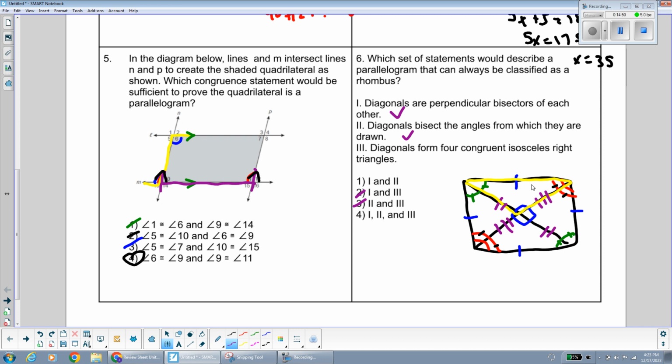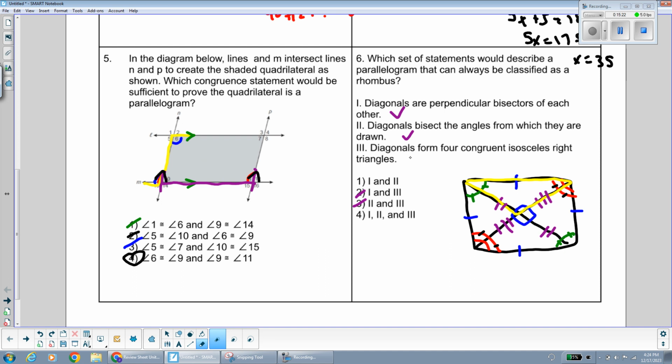And the reason that we don't have isosceles triangles is because the diagonals just bisect each other, but the diagonals are not congruent. It's a rectangle that would have congruent isosceles triangles. They wouldn't be right triangles, but a rectangle has congruent diagonals, and they're also bisecting each other. A rectangle would have the isosceles triangles, but it wouldn't have the right angles by the diagonals, so they wouldn't be the right triangles.